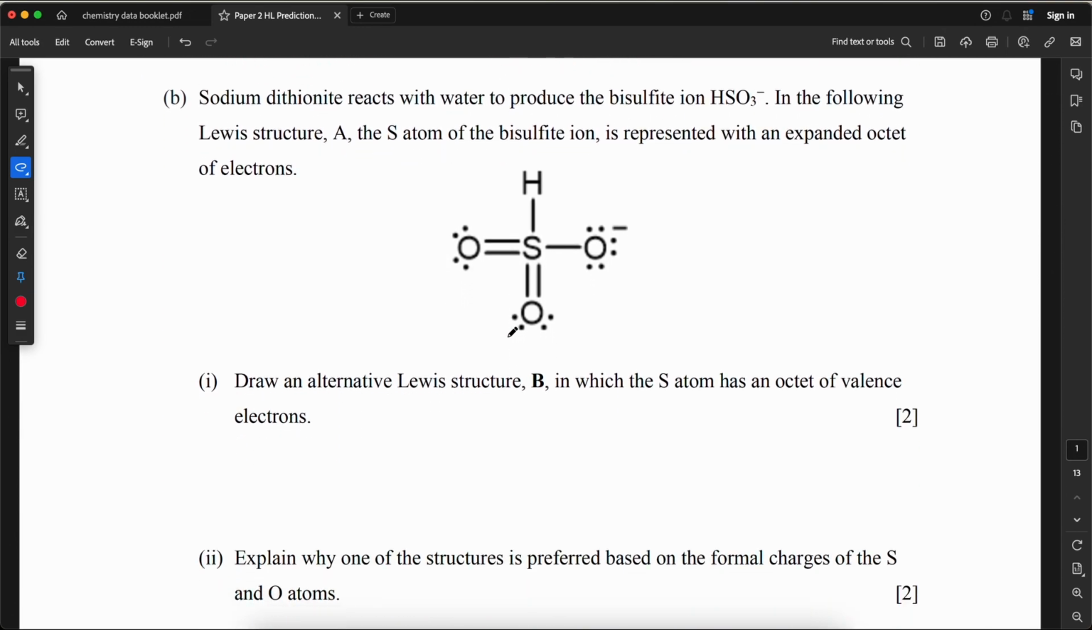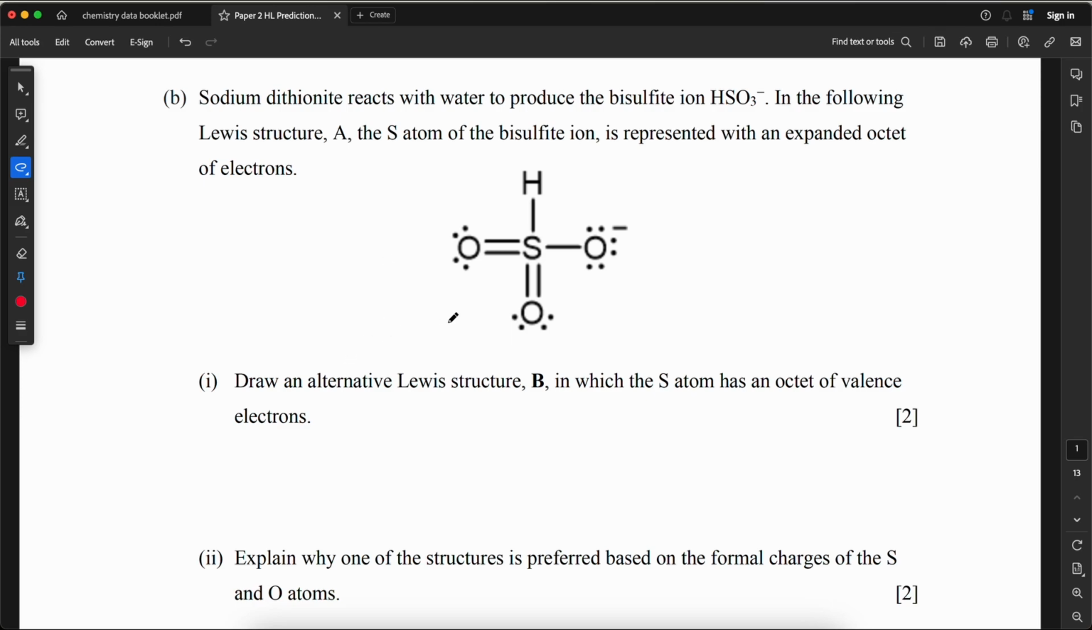Sodium dithionite reacts with water to produce the bisulfite ion HSO3-. In the following Lewis structure A, the S atom of the bisulfite ion is represented with an expanded octet of electrons. Draw an alternative Lewis structure B in which the S atom has an octet of valence electrons.